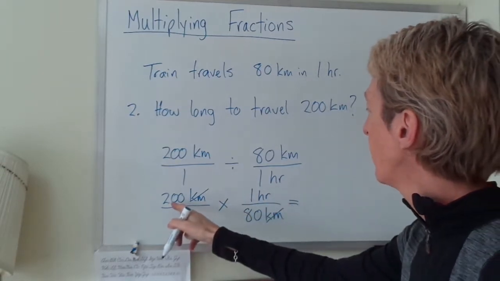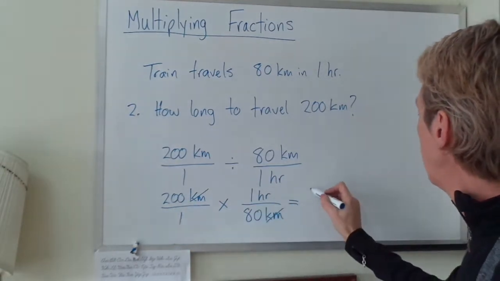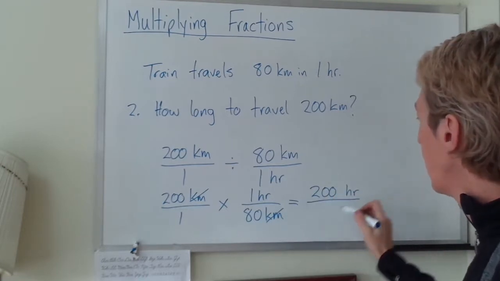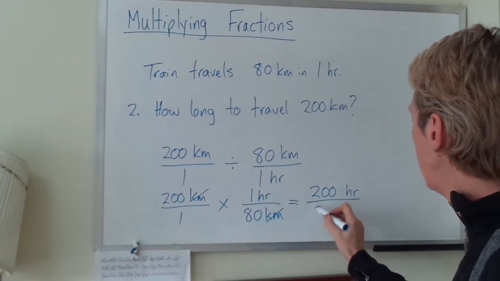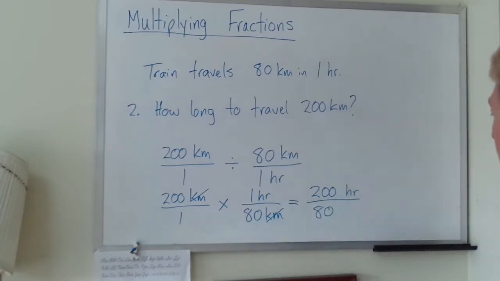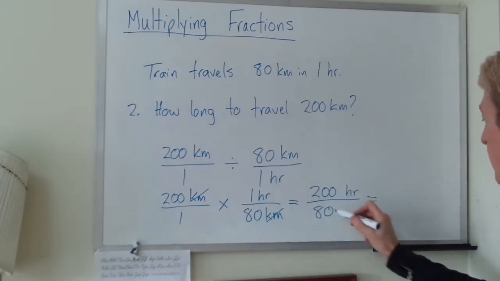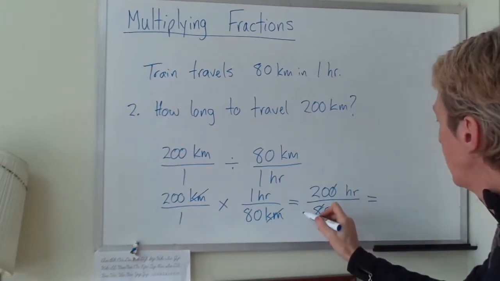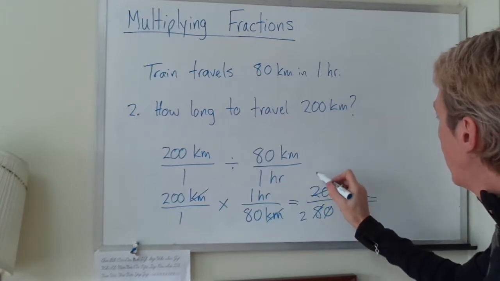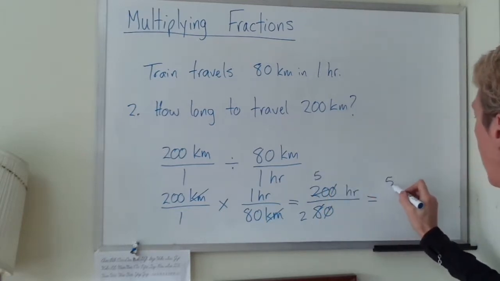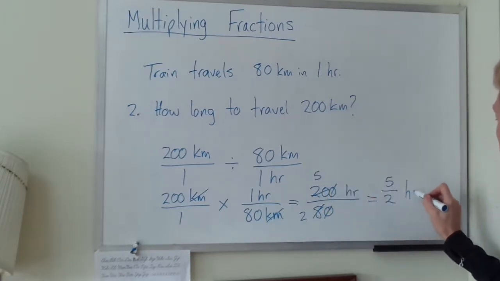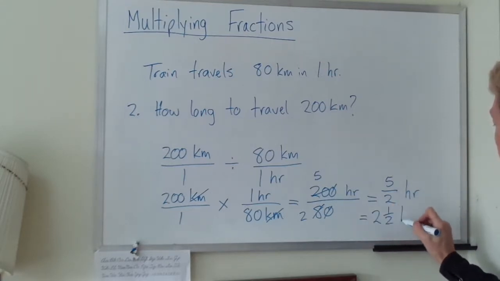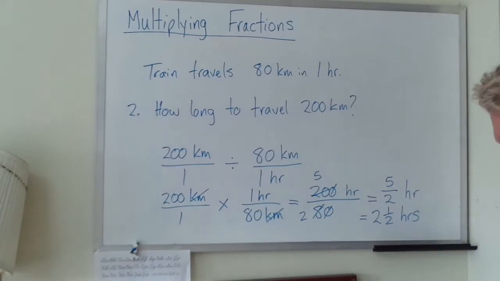So our numerator is 200 times 1, and our denominator is 80. We can simplify this, divide by 10, 4 goes into here twice, and into 25 times. So we have 5 over 2 hours, which equals 2 and 1/2 hours.